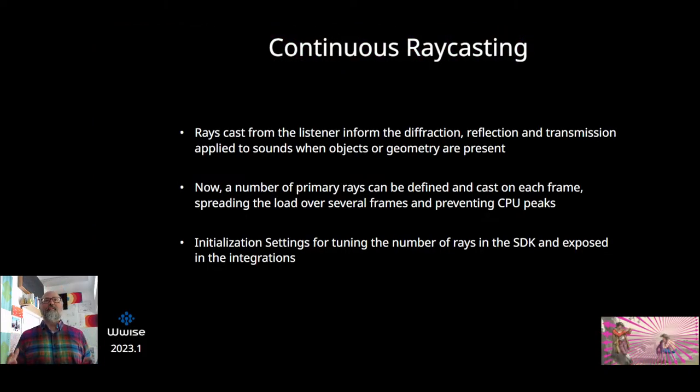And now, a number of primary rays can be defined and continually cast on each frame. It spreads the load over several frames and prevents CPU peaks. And this new approach optimizes the overall cost of continuous ray casting. So instead of in bursts, it simplifies the implementation while also enhancing the performance of it. We've also added initialization settings for tuning the number of rays in our SDK and exposed it in our integrations. So again, continuous raycasting has been optimized and provides a greater fidelity over that information that we can get from an environment.